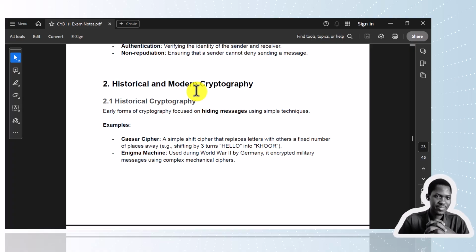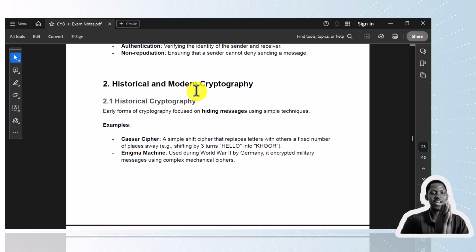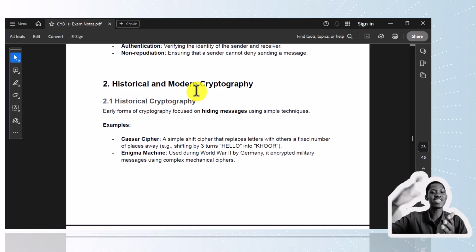An example is the Caesar cipher. Caesar cipher is a simple shift cipher that replaces letters with other letters. Sorry, my explanation is confusing. What happens is that it replaces letters by shifting. You know that there is the English alphabet. So each letter in the message will be replaced by a letter a specific fixed number of places away. So if you are using three shifts, every letter will be replaced by a letter 3 letters away from it.